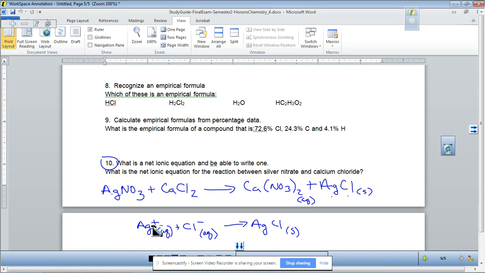Now this one was easy because this was a +1 and a -1. You may have needed more than one of each of the ions in the original if these had not been balanced. So there you go. That's all you've got to do for net ionic equations.